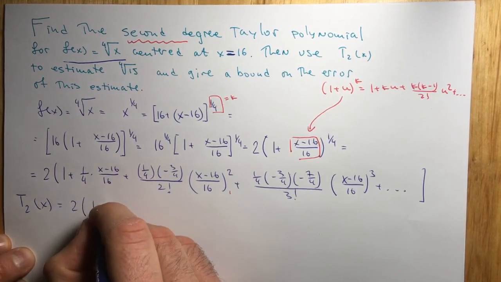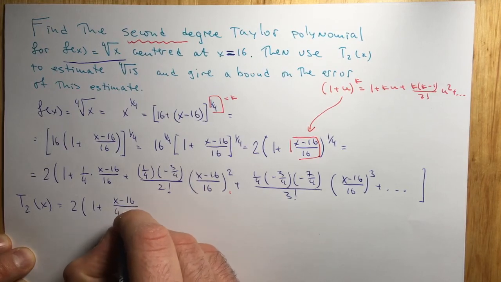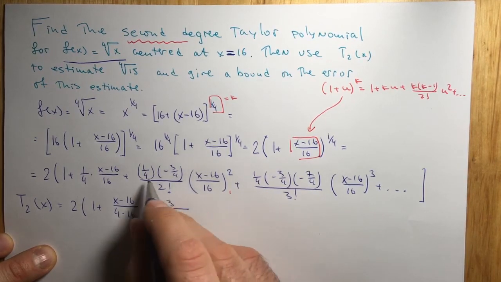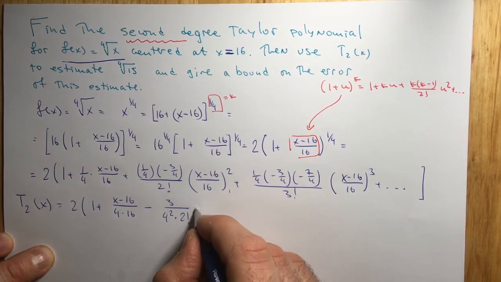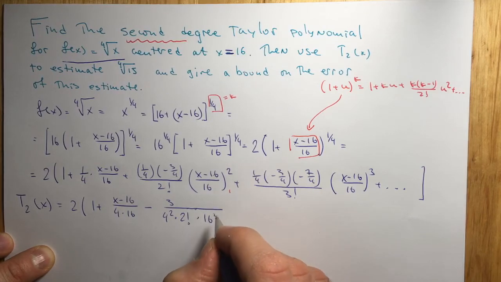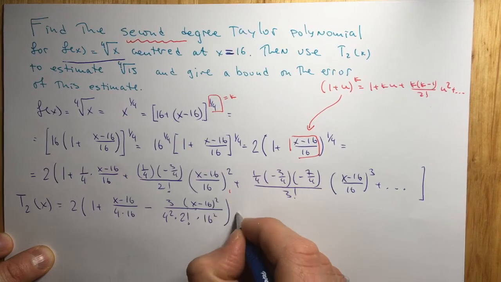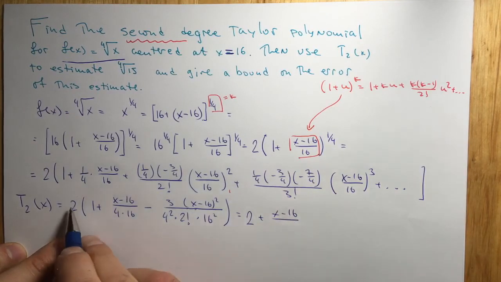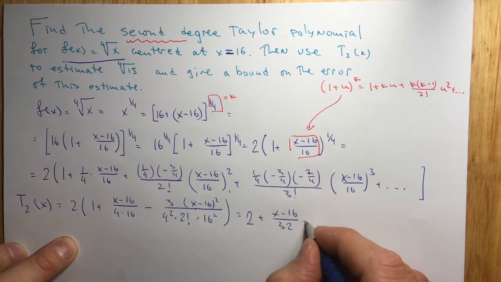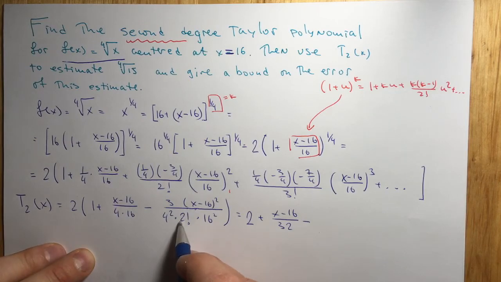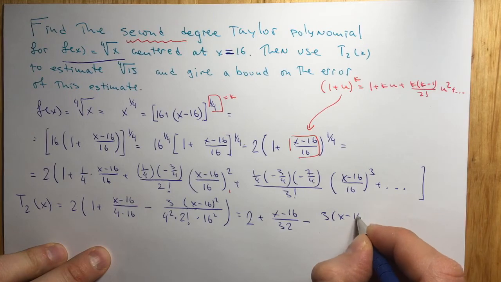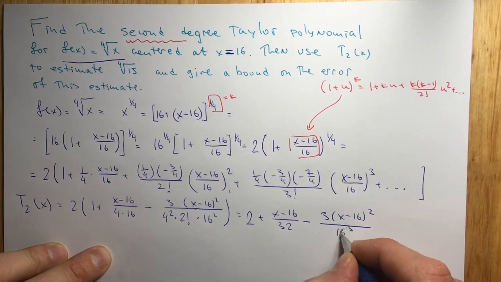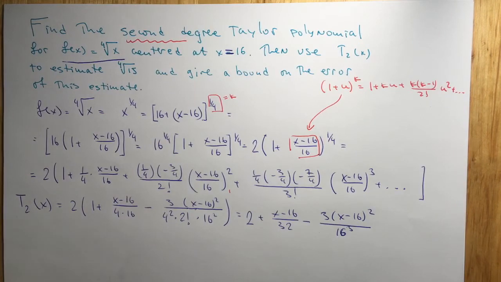Which gives us the second degree Taylor polynomial to be equal to 2 times 1 plus x minus 16 over 4 times 16. Positive times negative is negative, 1 times 3 is 3 over 4 squared, times 2 factorial, times 16 squared, and here I have x minus 16 squared. Now we can rewrite this in a nicer form, multiply everywhere by 2: 2 plus x minus 16, right? 2 and 4 will cancel, 2 times 16 is 32, minus 2, and this 2 factorial will cancel, and I have 3 times x minus 16 squared over 4 squared, which is 16, times 16 squared, which is 16 cubed.